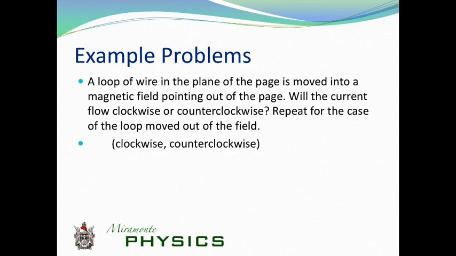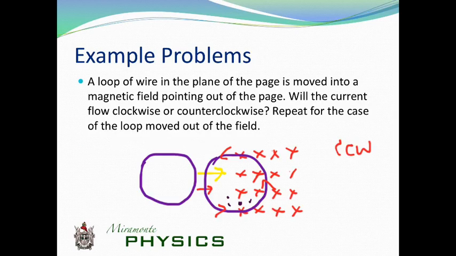Oh, I guess there was another part of the question. I should go back to that. It said, repeat for the case of the loop moving out of the field. So once you take that field and you move out, basically the current's going to reverse direction to put the magnetic field back in that it's losing, meaning it's going to be going clockwise when it's on its way out. Okay.